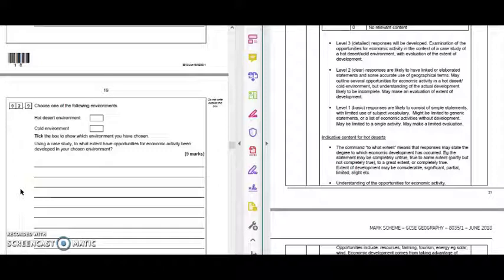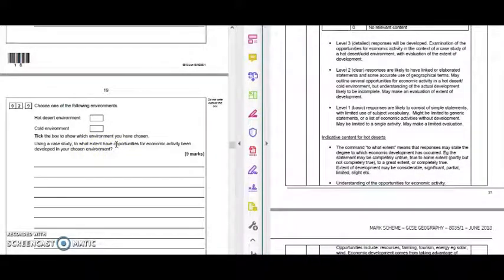2.9, choose one of the following environments, hot deserts or cold. Tick the box to show the environment you have chosen. So we would tick the cold one. And then using a case study, so we would use Alaska. To what extent have opportunities for economic activity been developed in your chosen environment?